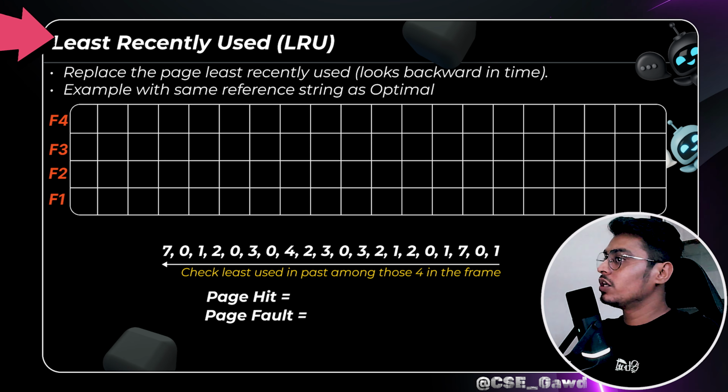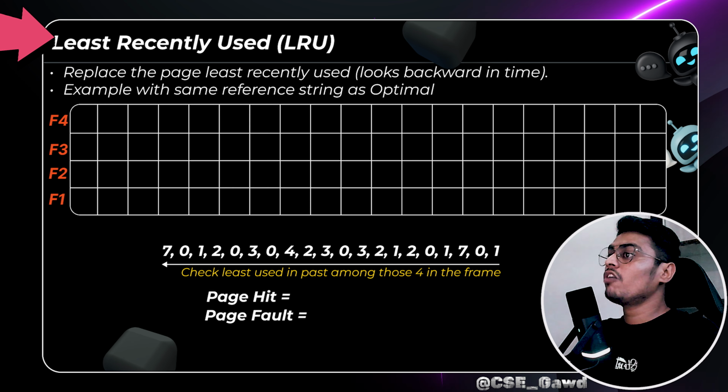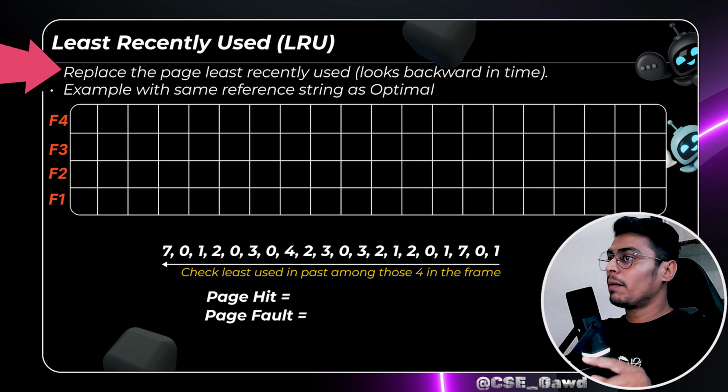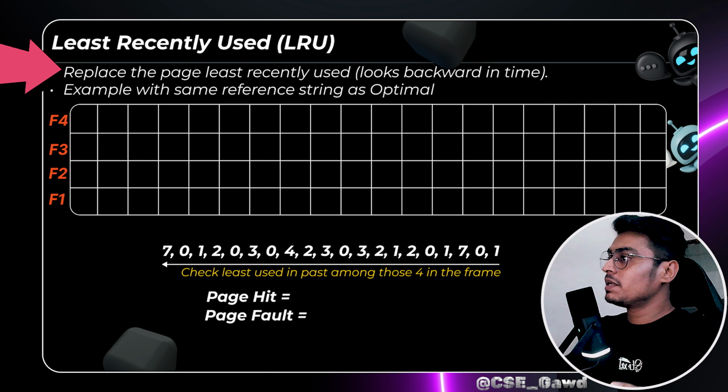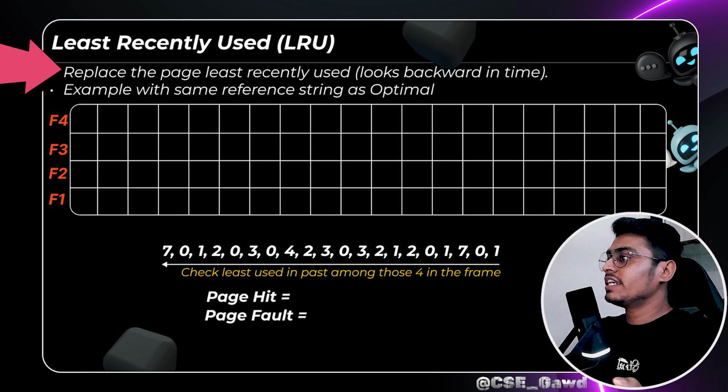Now, moving forward to LRU, the least recently used method. LRU is based on the principle of temporal locality. If a page hasn't been used recently, it's less likely to be used in the near future. In LRU, we replace the page that was used least recently in the past. When a page fault occurs, we look backward in time to see which of the current pages in memory was referenced earliest, furthest in the past. That page becomes the candidate for replacement.